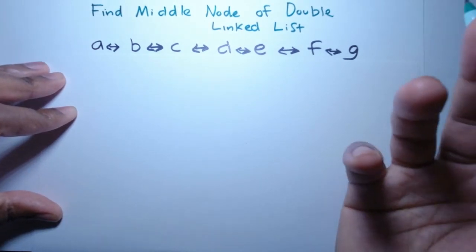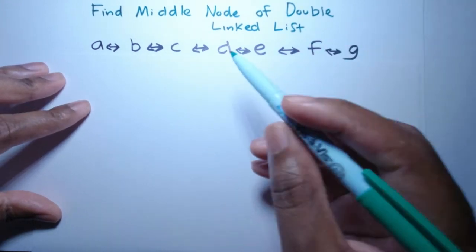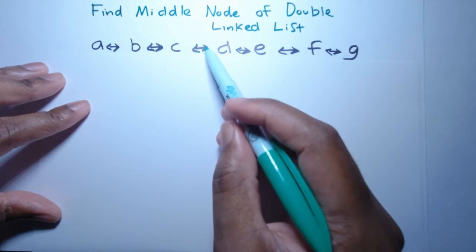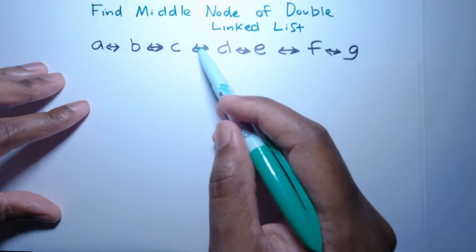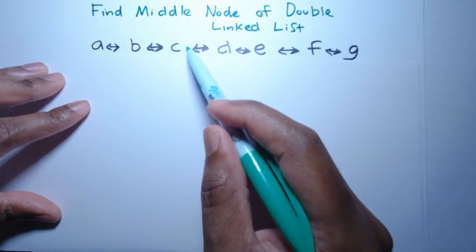What does double mean in this situation? It means that we can travel both forwards and backwards. As you see here, we have the arrows that go both ways. So here, you can go to D, but then you can also go back to C as well. So that's really important to note.